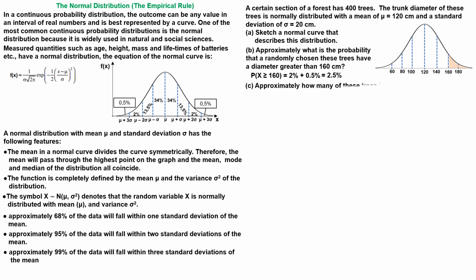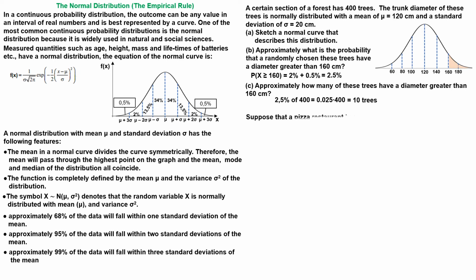Approximately how many of these trees have a diameter greater than 160 centimeters? We need to find how many trees 2.5% of 400 is. 2.5% of 400 is 10. About 10 trees have a diameter greater than 160 centimeters.